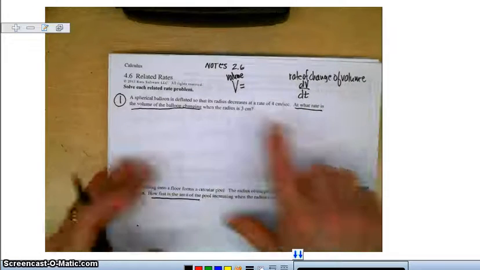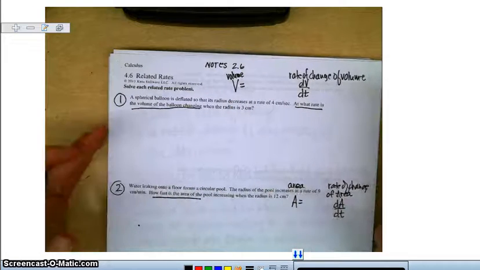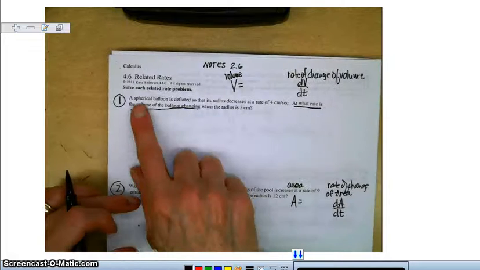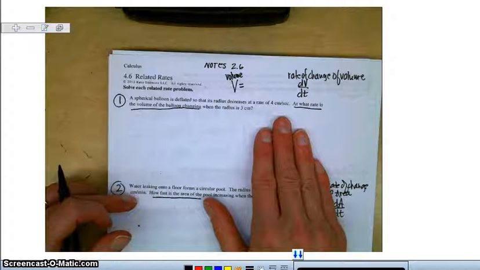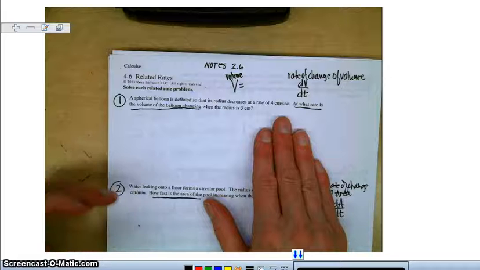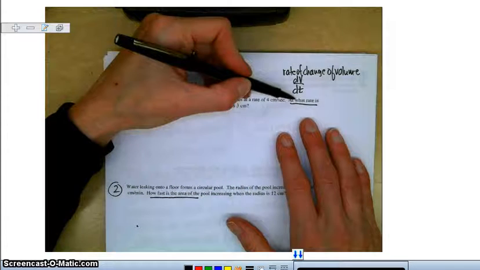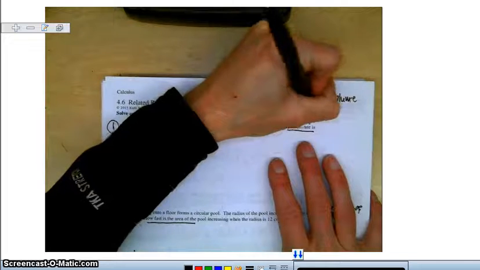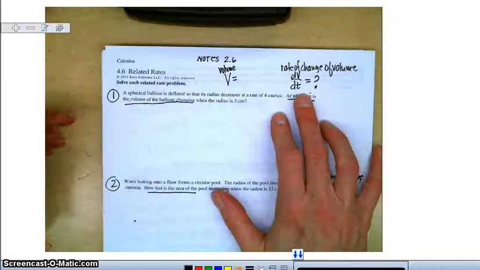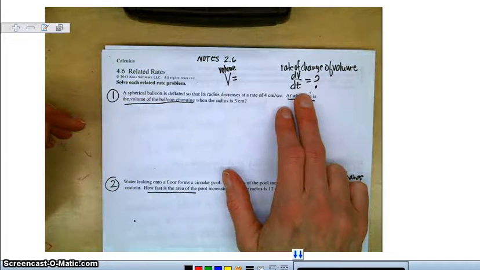So now I'm going to focus on problem 1. Again, the first step is I have to put every number in here with a variable, and I have to write down what variable I want to know. So the variable I want to know is at what rate the volume of the balloon is changing. So this is my question mark. That is what I'm trying to find. Rate of change of the volume of the balloon.